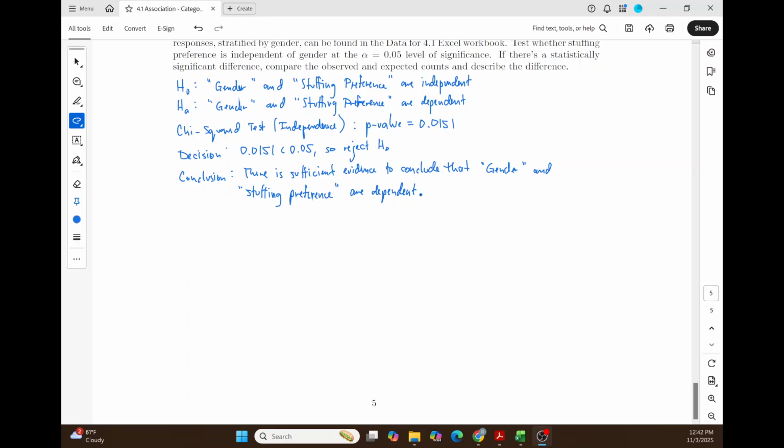Once again, I think you could make this statement a little bit stronger, because I don't think that your gender is going to change because suddenly you decided that you prefer rice-based stuffing, right? It's probably the other way around. For whatever reason, women have different preferences than men, as far as stuffing is concerned, anyway. So we did indeed find that there was a difference, and consequently, we now have to compare the observed and expected counts to try to describe what the difference is.